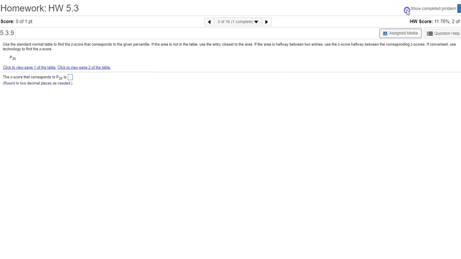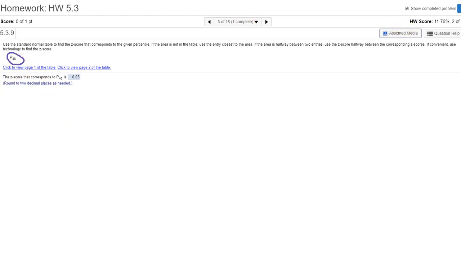All right. The next problem I'm going to work on is problem number 3. So instead of saving time, I'm just going to go ahead and have the answer here. So in this case, they ask us to find the z-score given the percentile here. This is the given percentile. Unless specified, the area is always towards the left.